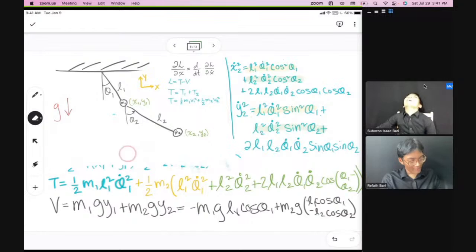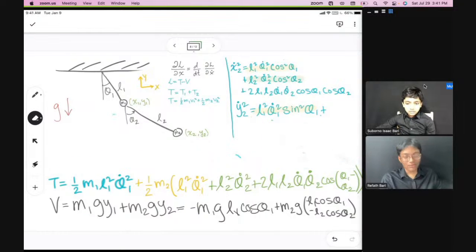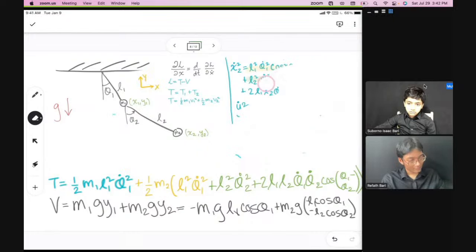Now that we've got our kinetic and potential energies, all we have to do is write down the Lagrangian, apply the Euler-Lagrange equation, take the appropriate derivatives, and obtain the equations of motion. Four easy steps. What do you say, our guest?